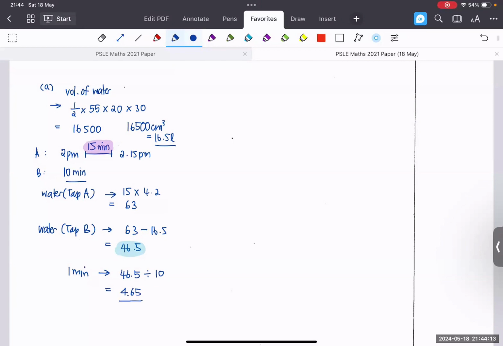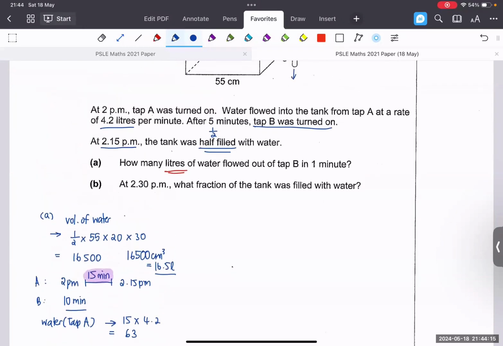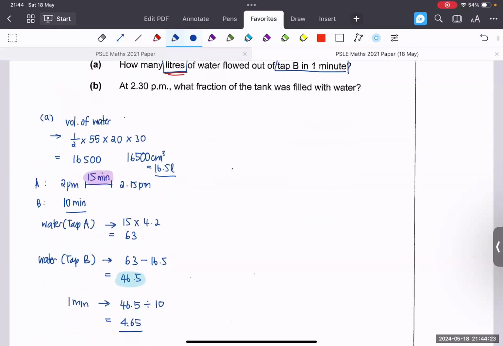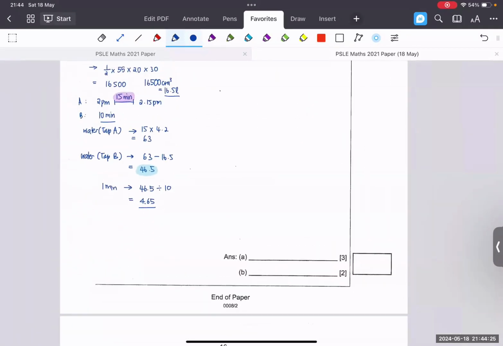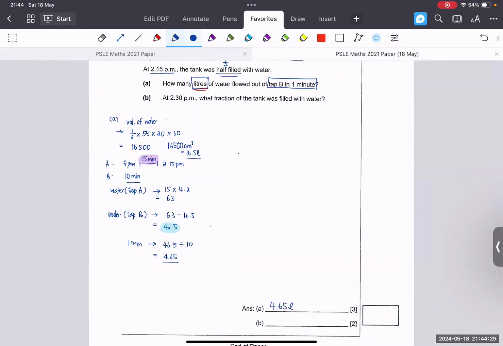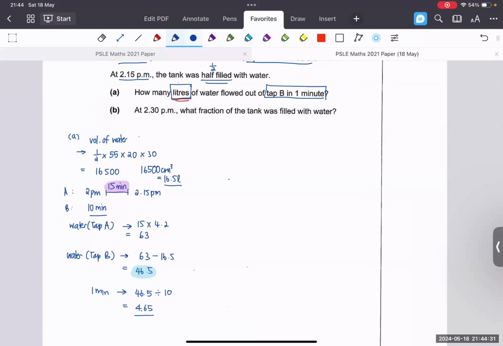So that is how you manage to get the liters of water flowing out in 1 minute. Make sure it's in the correct unit. Sorry, paper 2, they are not so nice. They will not write the units for you. So if you do not write the correct units, you lose marks, okay?